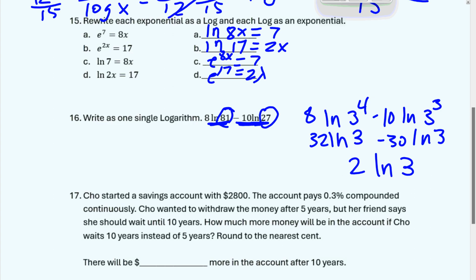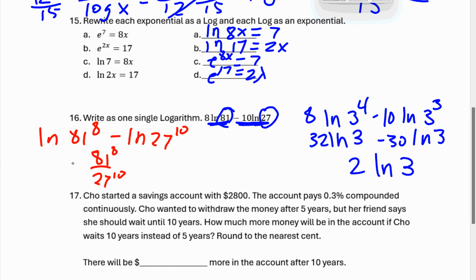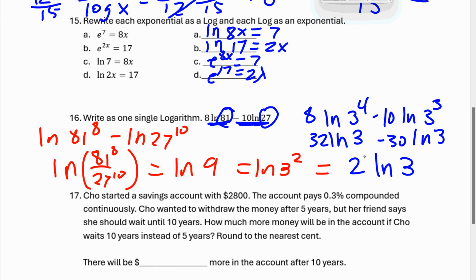So these ones I could move the 8 up, so like ln of 81 raised to the 8 minus ln of 27 raised to the 10th, and then since we're subtracting, the positive ln is going to go on top, and the negative ln is going to go on the bottom, and I'm just taking the ln of one thing. Then I can type that in my calculator, and I get ln of 9, which is the same as ln of 3 squared, which is the same as 2 ln of 3. So all three of those would be correct answers.